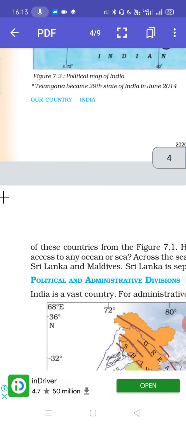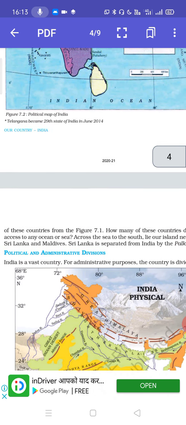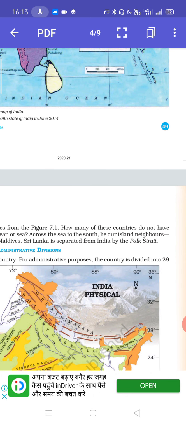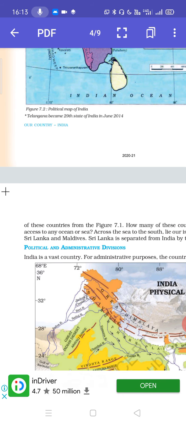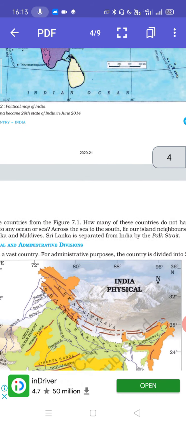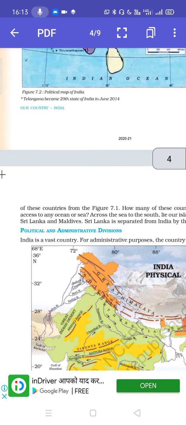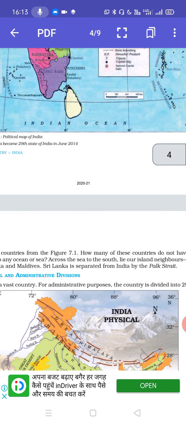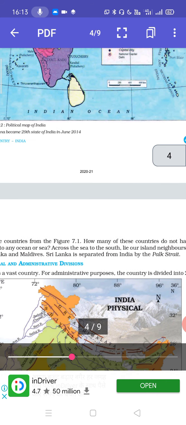Although it will not be asked in the exam, so you don't have to learn, it is just for your understanding of these countries from figure 7.1. How many of these countries do not have access to any ocean or sea? Across the sea to the south lie our island neighbors Sri Lanka and Maldives. Sri Lanka is separated from India by Palk Strait. You can see in the map that Sri Lanka has been separated from India by the Palk Strait.